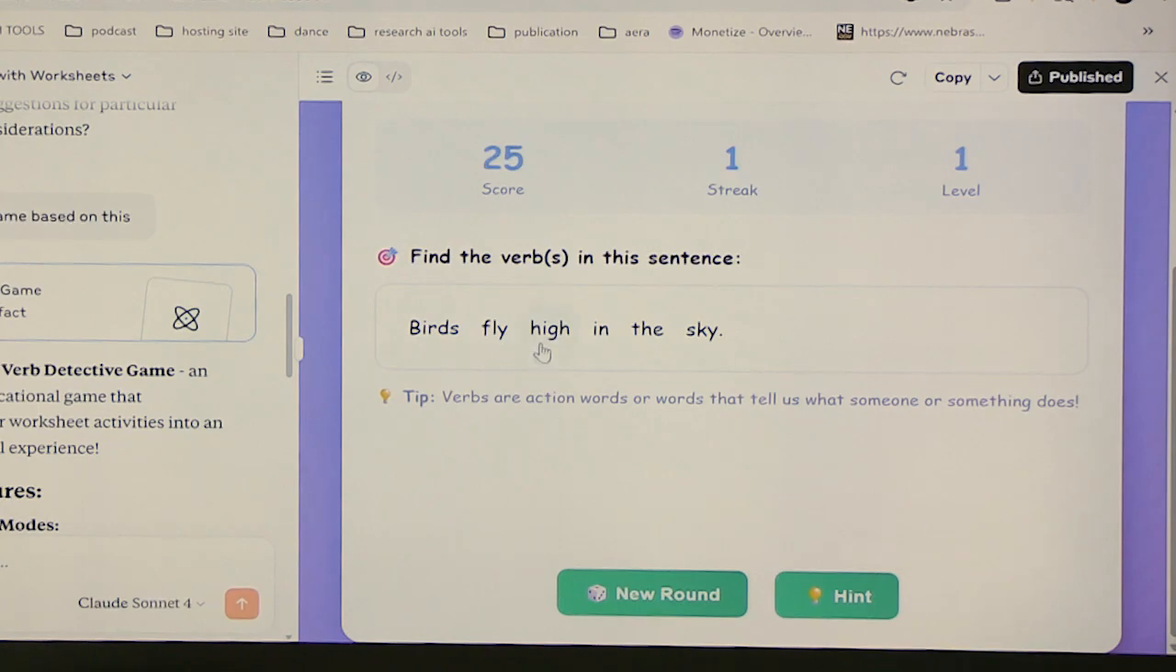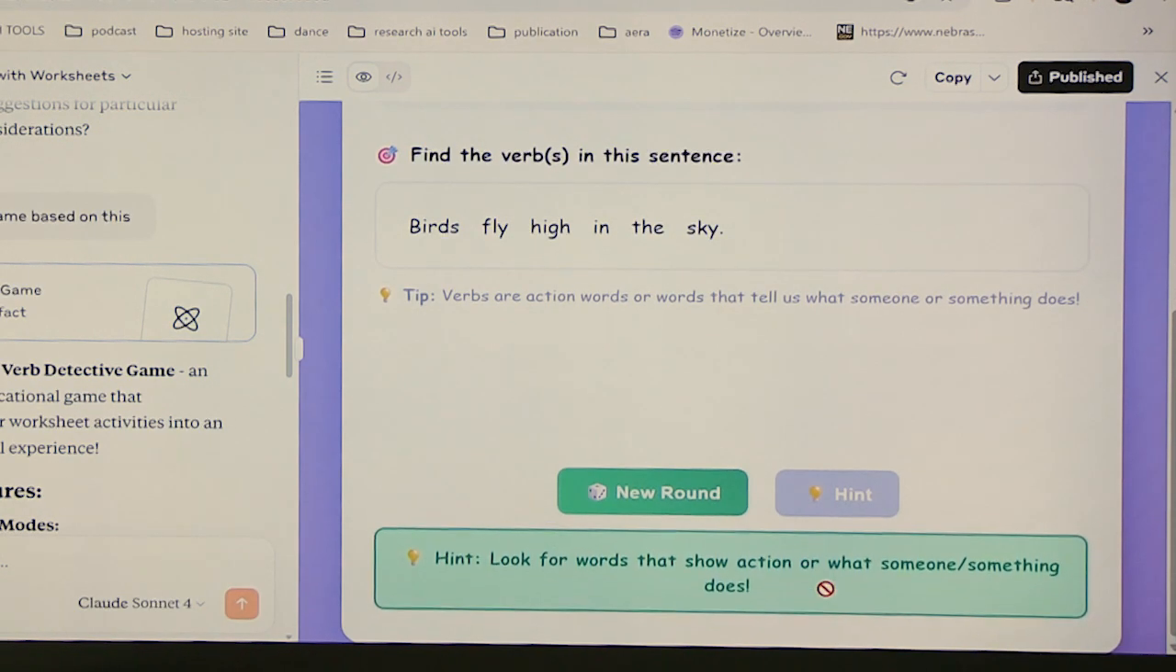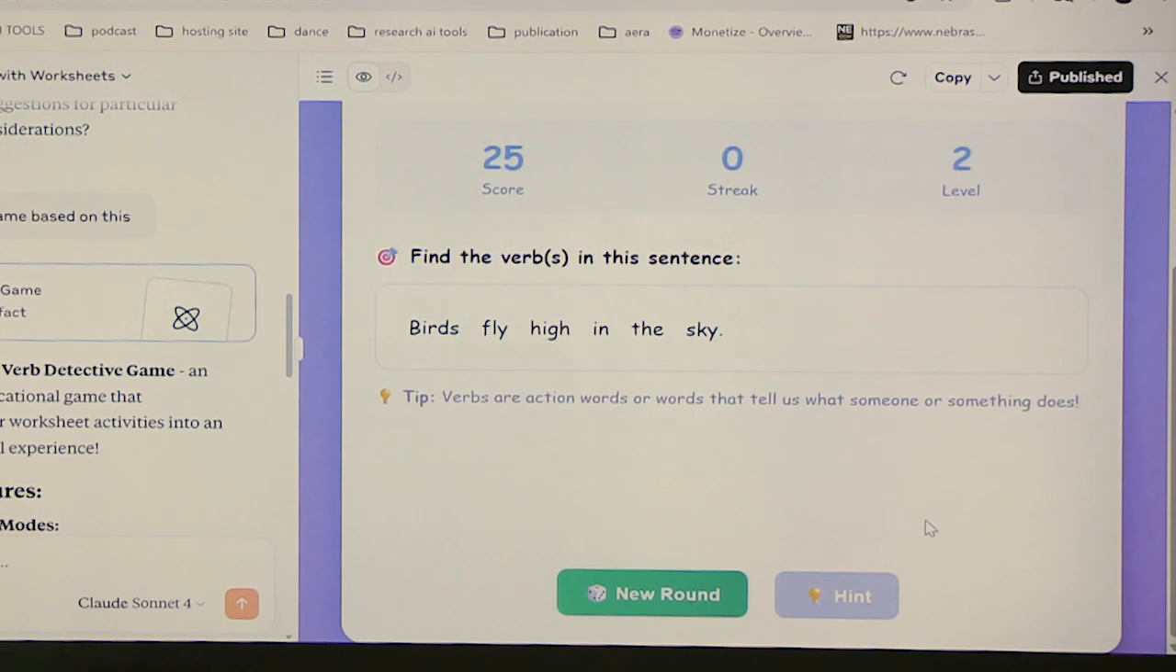Let's pick a mistake. What happens? Okay. Hi. That is wrong. Zero. And it gives you a tip. Verbs are action words or words that tell us, etc. So there is a little bit of a hint. Yeah. What happens if you ask for a hint? Okay, the hint: look for words. It goes out quickly.